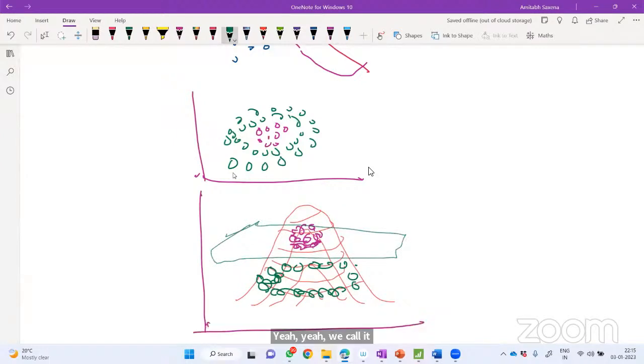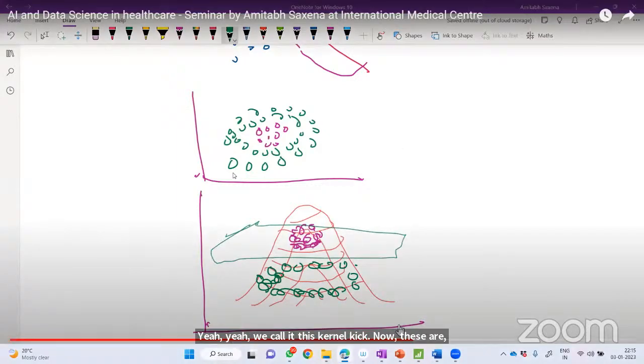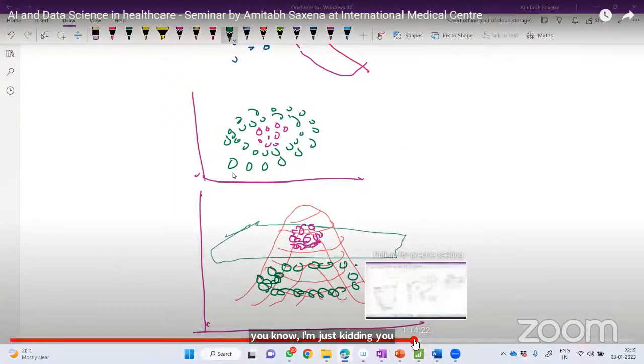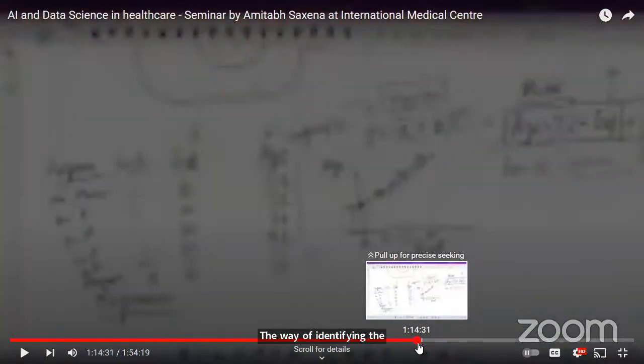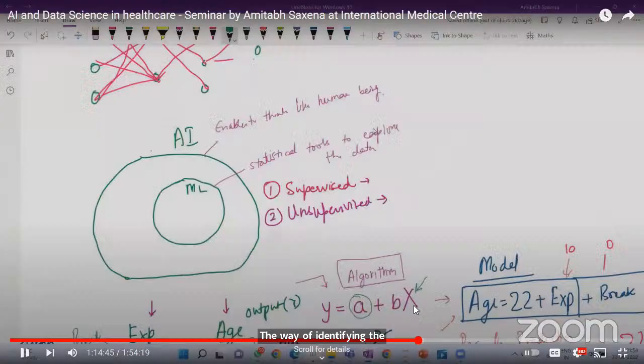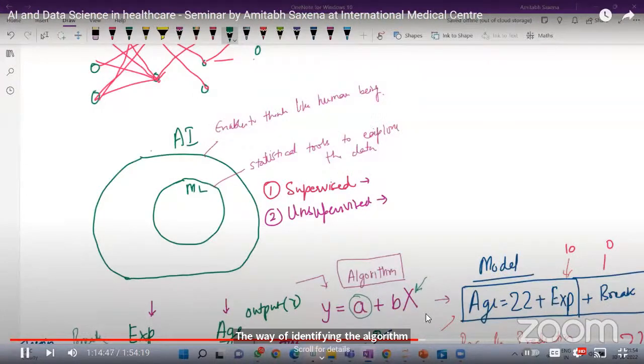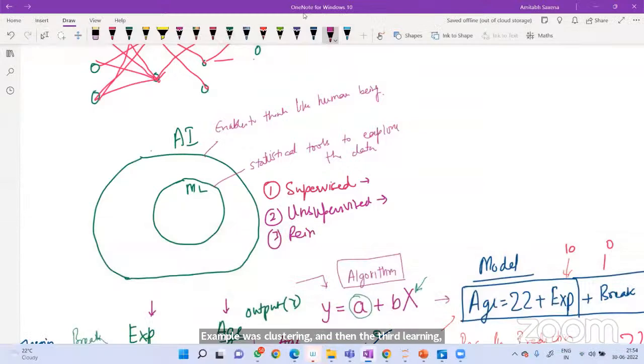Now I'm just giving you the way of identifying the algorithm. Example for clustering. And then the third learning, which is known as reinforcement learning. Reinforcement learning is something like the one I give an example of: a child learns by looking at the chocolate.